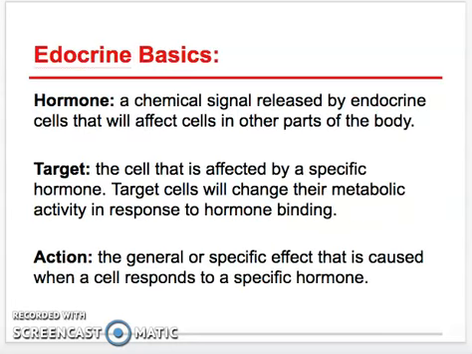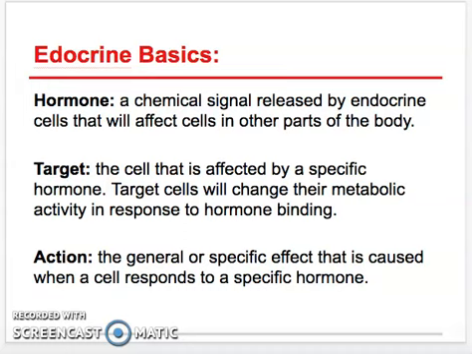So let me just go through the definitions of those terms. A hormone is a chemical signal that's released by endocrine cells that will affect cells in other parts of the body. Now we have endocrine glands, but we also have hormone producing cells in other organs such as the bone. The target is the cell that is affected by a specific hormone, and the target cells are going to change their metabolic activity in response to hormone binding.